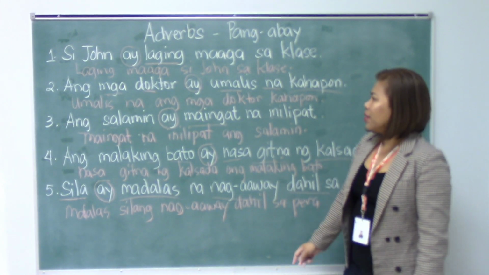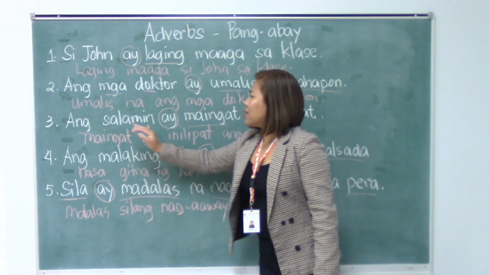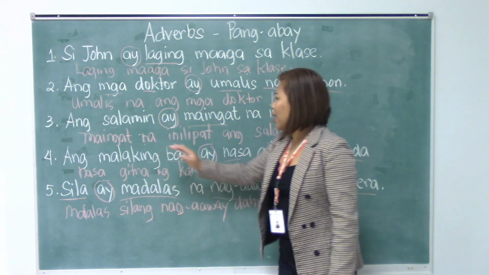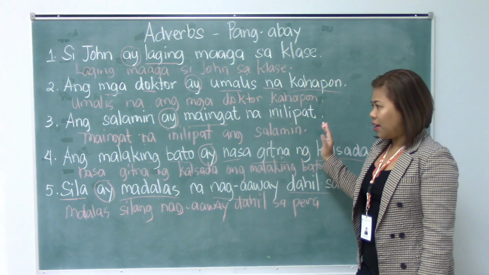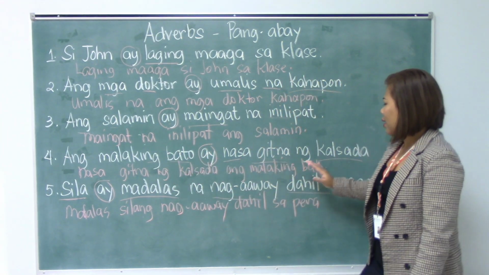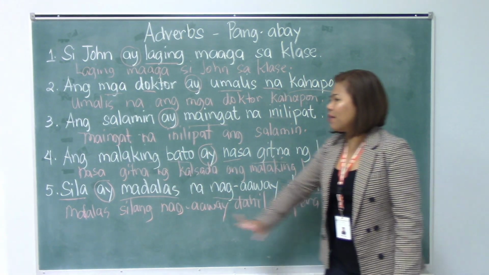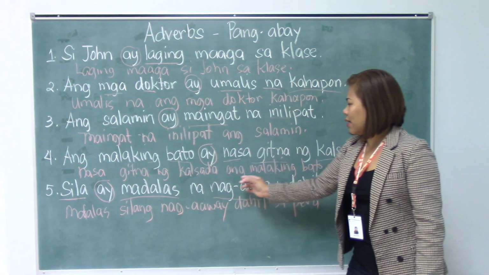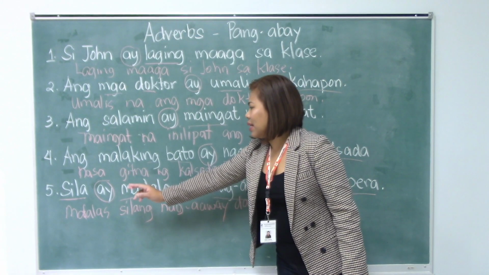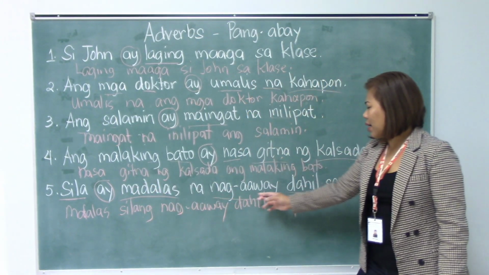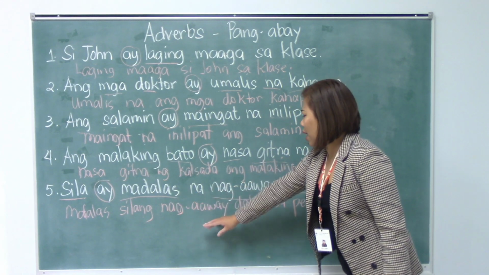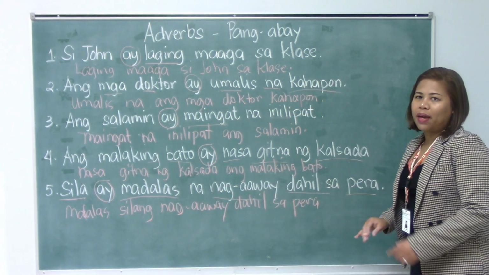It's the same. Alright, number 3, ang salamin ay maingat na inilipat. Passive, maingat na inilipat ang salamin. Number 4, ang malaking bato ay nasa gitna ng kalsada. Passive, nasa gitna ng kalsada ang malaking bato. Number 5, sila ay madalas na nag-aaway dahil sa pera. Madalas silang nag-aaway dahil sa pera.